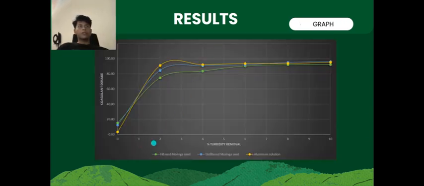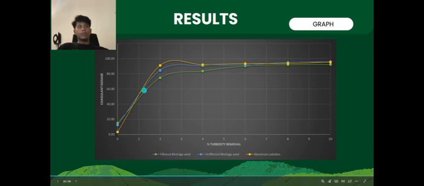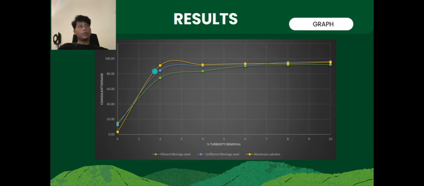Next is the graph, and here is more proof that the alum solution has a much higher gradient, meaning that it's much faster, and so it is the first one to settle at around 4 milliliters of coagulant dosage. Both filtered and unfiltered Moringa seeds show lower rates, not much lower, but the unfiltered one has the advantage over the filtered one. But in the end, everything converges around here, which means that both of them are very good at turbidity removal, as they settle at more than 90% turbidity removal.